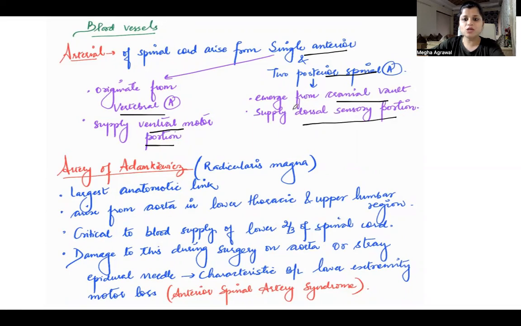It is posteriorly, so it supplies the dorsal part. And since there are two, that is why the dorsal sensory part is less prone to ischemia, because there are collaterals also, and there are two arteries.